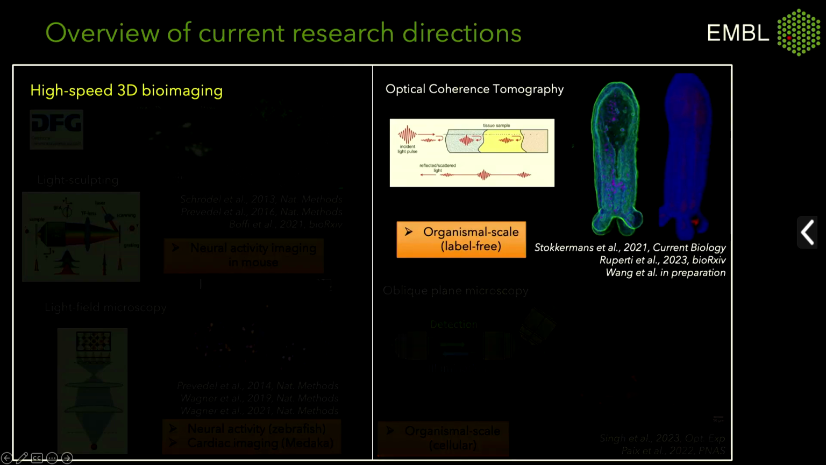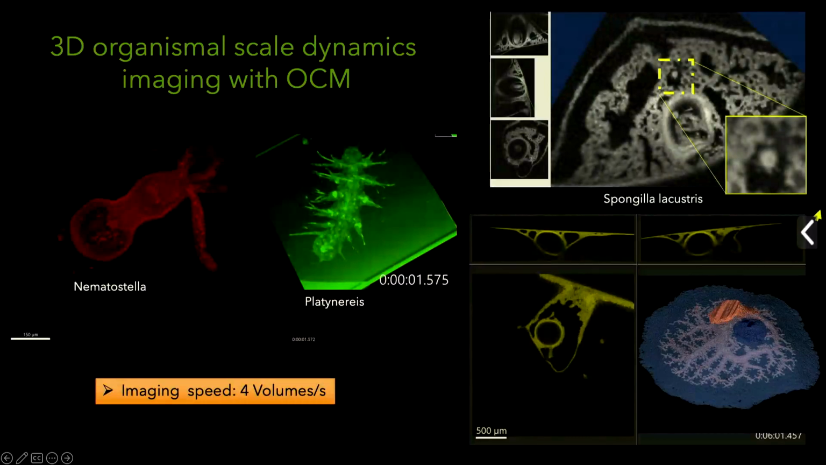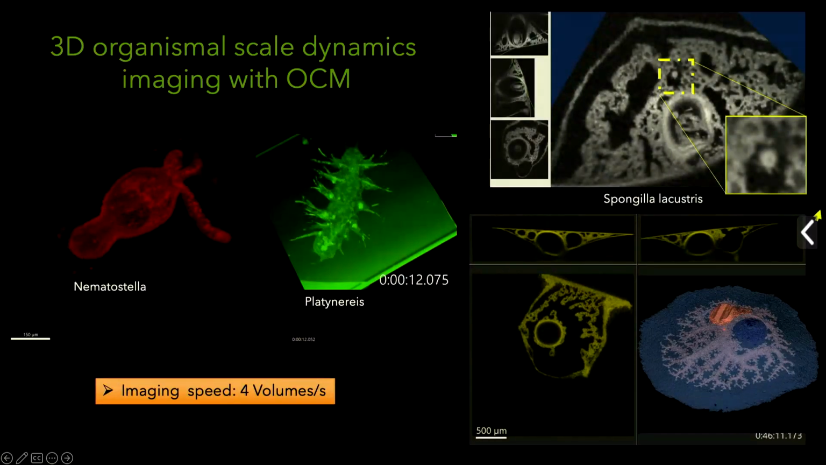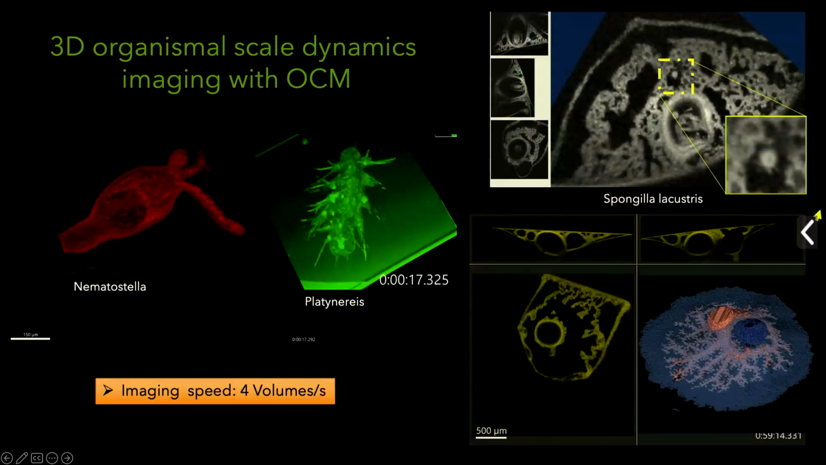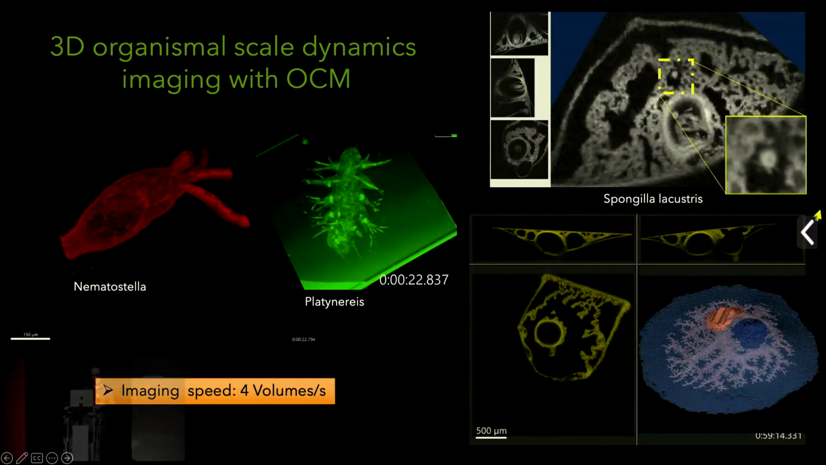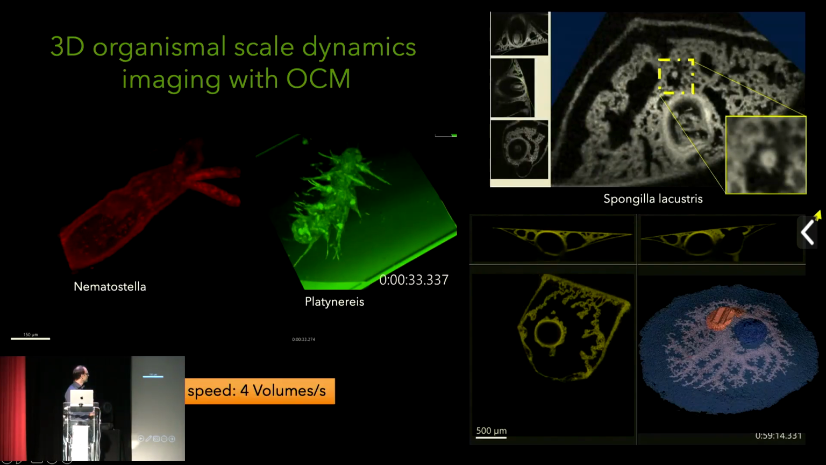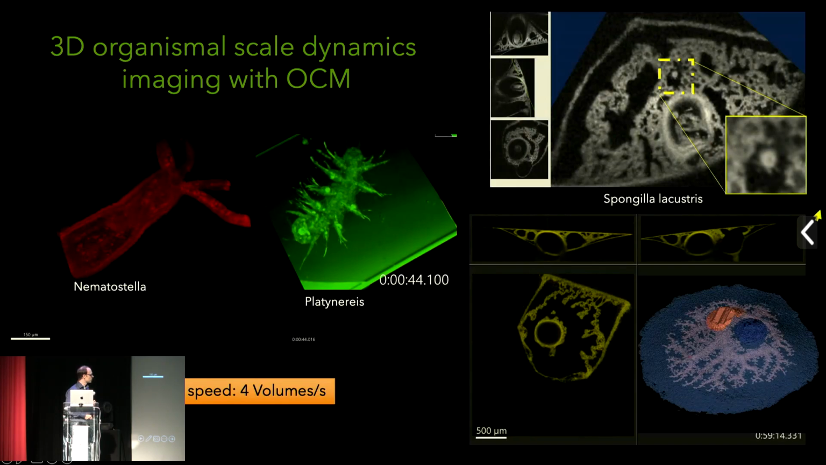But especially here, I wanted to now just bring your attention to our work in optical coherence tomography, because we're actually having a demo here and a workshop. And so we are now developing optical coherence microscopy techniques that allow us to really look at organismal scale dynamics in a very fast manner. Here you can see applications to a lot of marine biology, Nematostella, Platynereis. Here you can see some sponges.